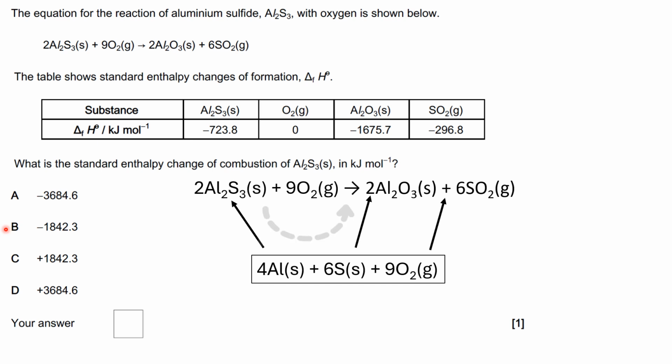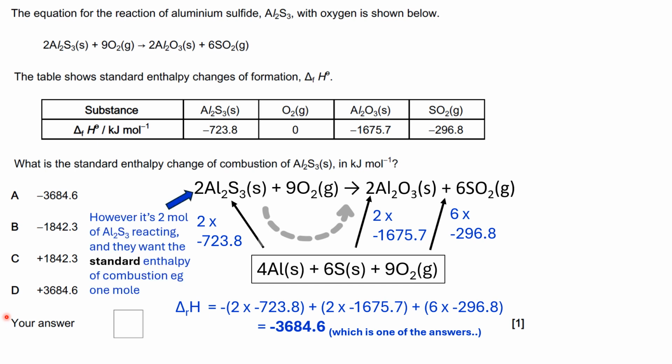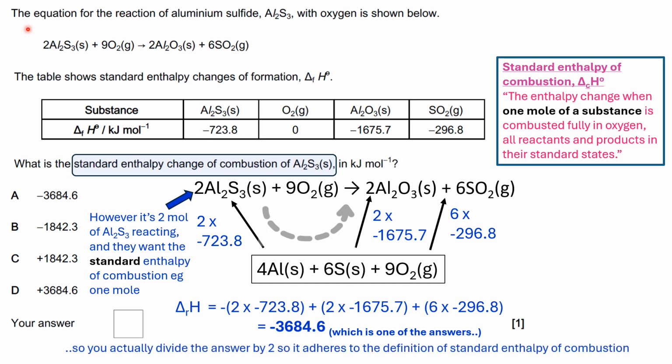So you construct your Hess cycle as normal, put the numbers in, do the calculation, and here's where it gets a bit tricky, because the number you get from the initial calculation is actually one of the answers. It's one of the options, isn't it? Minus 3684.6. But like we said, it's 2 moles of Al2S3 reacting, and they want the standard enthalpy of combustion, i.e. that idea, but applied to 1 mole. So remembering our definition for standard enthalpy change of combustion, what you've actually got to do is divide that answer by 2, so it adheres to that. If you divide it by 2, you get minus 1842.3, which is actually answer B.